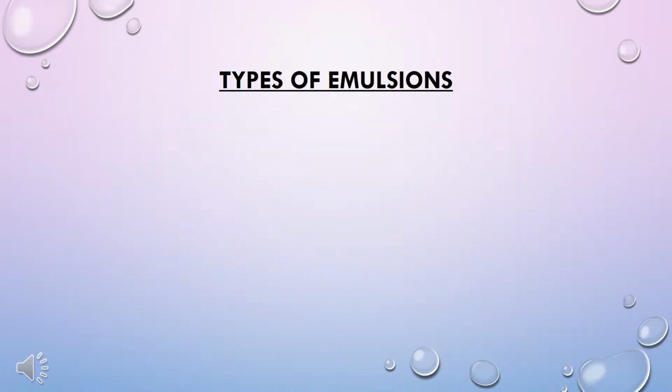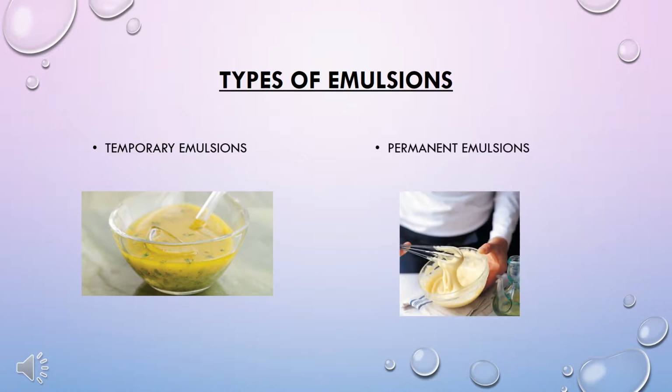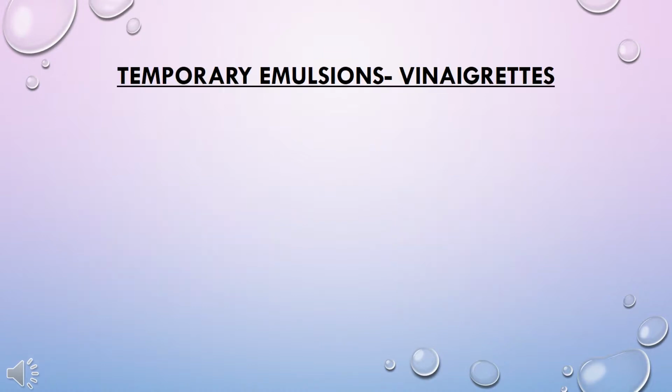In general, we categorize culinary emulsions into two categories, temporary and permanent. Temporary emulsions, such as a classic vinaigrette, are short-lived, coming together for only a brief time. Permanent emulsions, like mayonnaise, tend to come together and stay together if unmolested by temperature and chemical agitation. We will first cover temporary emulsions.